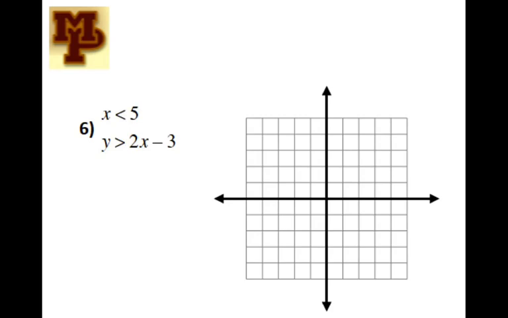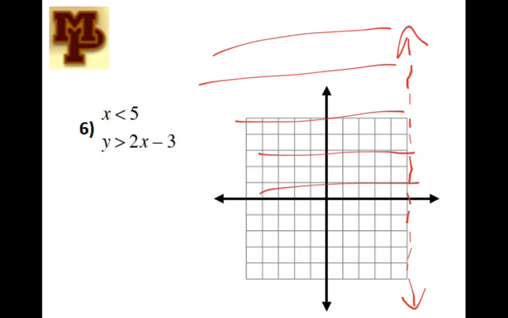Okay, this one is similar. The x is less than 5, so we're going to go to 5. 1, 2, 3, 4, 5, and this one's dotted. And it says that x is less than, so we're going to go this way, to the left, because the numbers are smaller. Then the other one is in slope-intercept form, so we're going to go down to -3, put a nice dot, and then we're going to go up 2 and over 1, and that's going to be dotted again, because there's no bar underneath it.